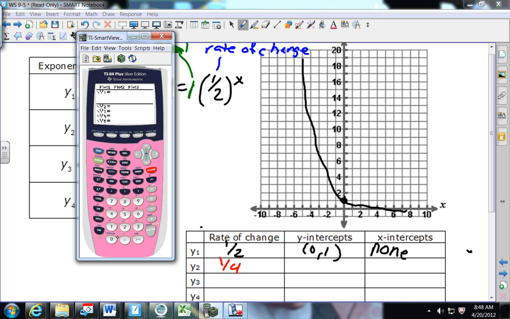I bet it's (0, 1). Because I said, do you guys understand the y-intercept? You should see that this is the beginning, that the y-intercept is your initial value. Okay, so there's 1/4.